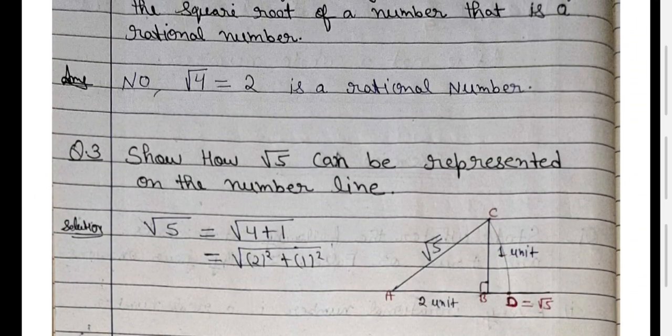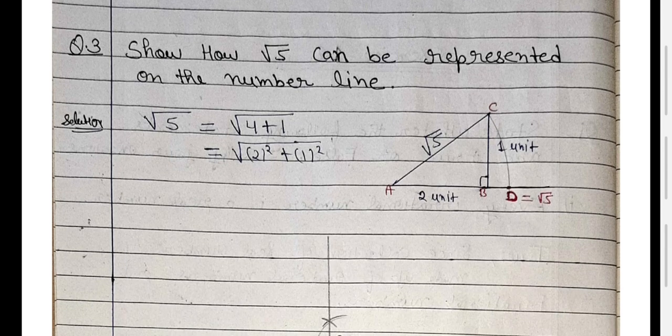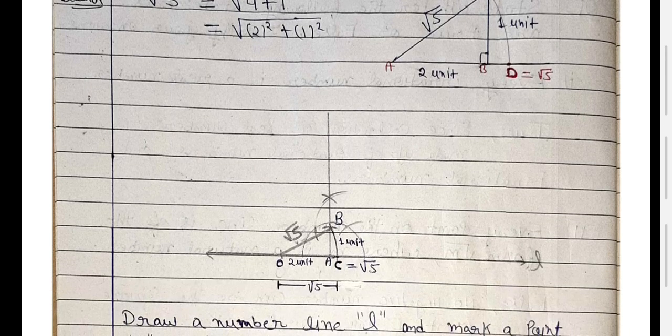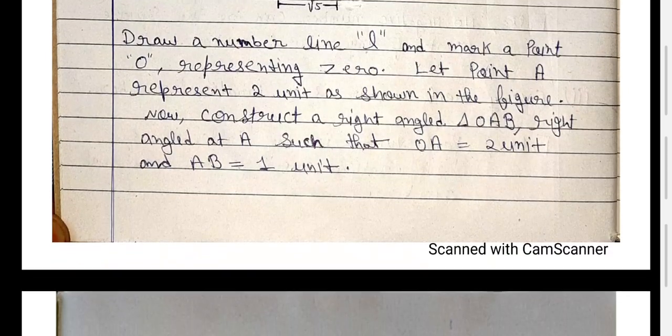If you practice 2 or 3 times, then it is very easy for you. Just try to make the actual one with the help of compass, ruler and pencil. With the help of compass, ruler, pencil, you have to make the actual one. Then it is very easy for you.